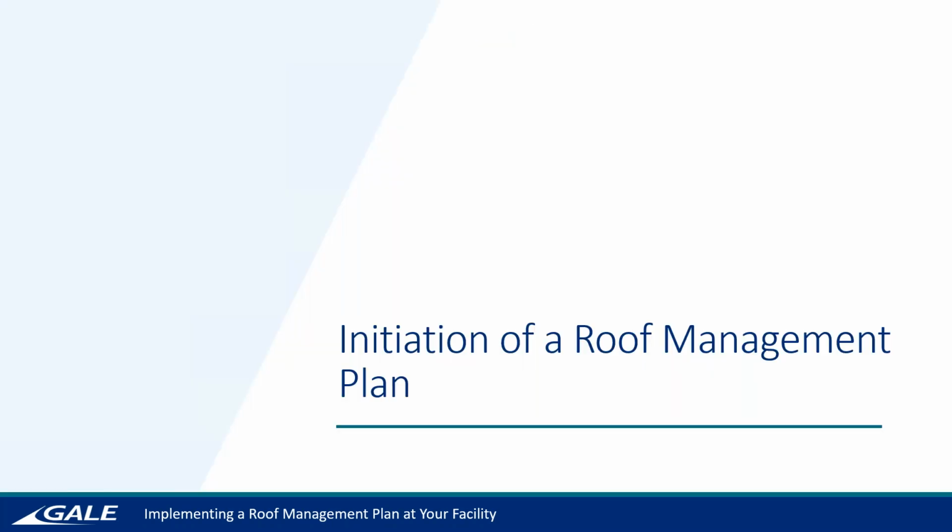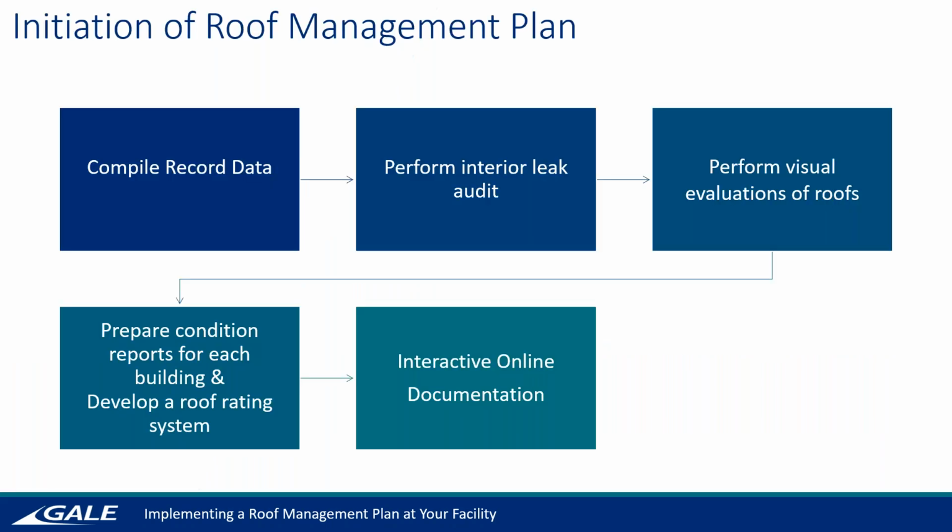So let's start initiating the roof management plan. How are we going to do that? First, we're going to compile all your record data. Then we're going to perform an interior leak audit. We're going to perform visual evaluations of the roof. We're going to prepare condition reports of each building and develop a roof rating system. And then we're going to document this all online. We're going to go into all of these, and Tony's going to show you a case study here at the very end on how we can do that.